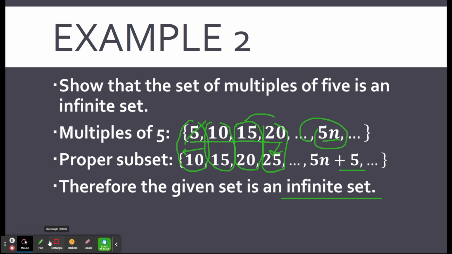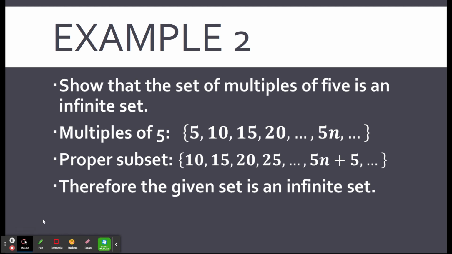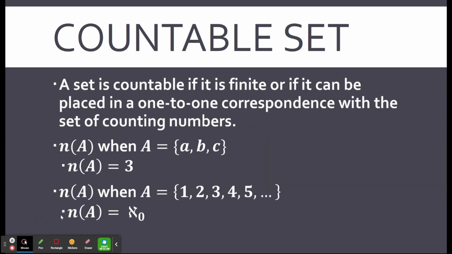Okay, moving on to countable sets. A set is countable if it is finite or if it can be placed in a one-to-one correspondence with the set of counting numbers. So here we've got a cardinality of 3 when A is ABC. Down below, we need to figure out what the cardinality is, and we can figure this out, especially when we have a finite set.